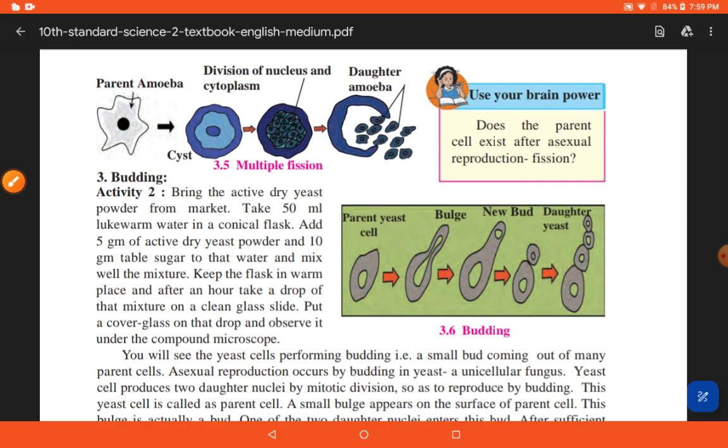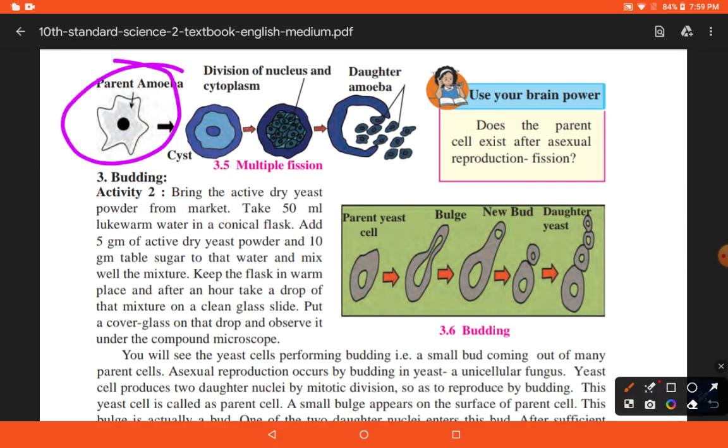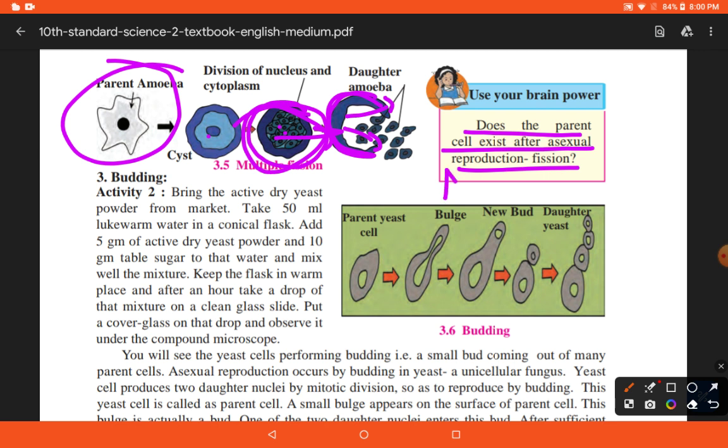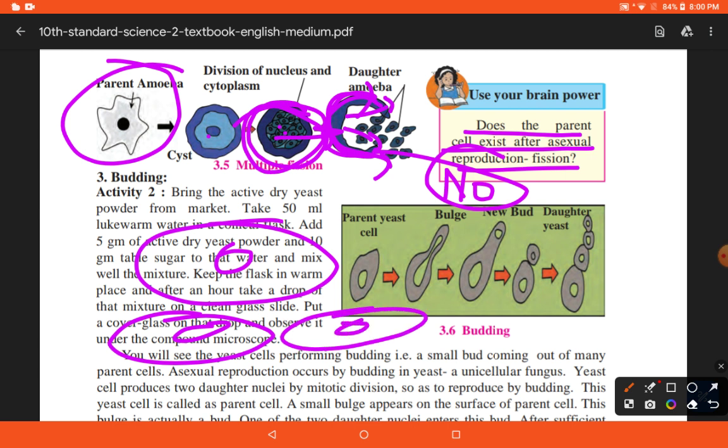Okay, look here. In this diagram, you can see this is the parent amoeba. The division of nucleus takes place, right? Inside this, here we have a cyst. So many are formed, and after that, this cyst is rupturing. All are going out. Now, does the parent cell exist after asexual reproduction by fission? Absolutely not. Because you see, this is rupturing. The daughter cells then undergo binary fission also; it will divide and form two. So is this existing? No, it is further dividing, forming two other daughter cells. So it will not sustain during the fission process.